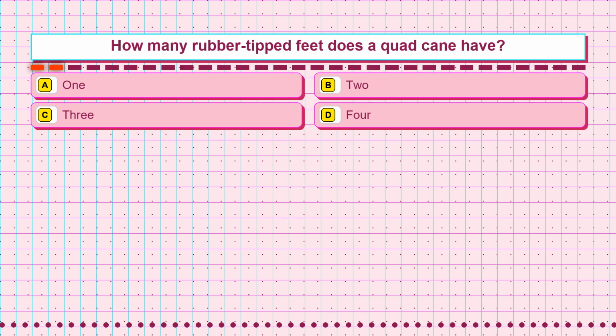Question 16. How many rubber-tipped feet does a quad cane have? Option A. 1. Option B. 2. Option C. 3. Option D. 4.